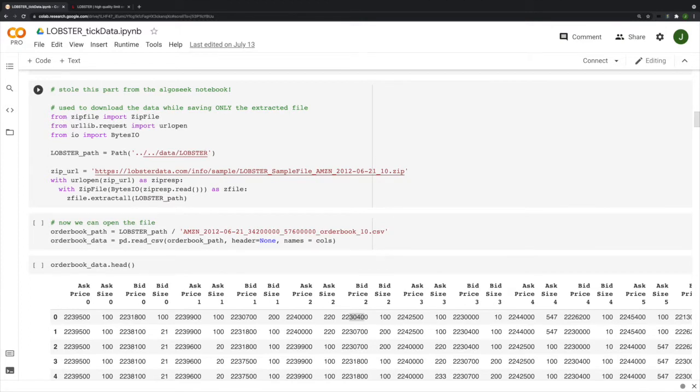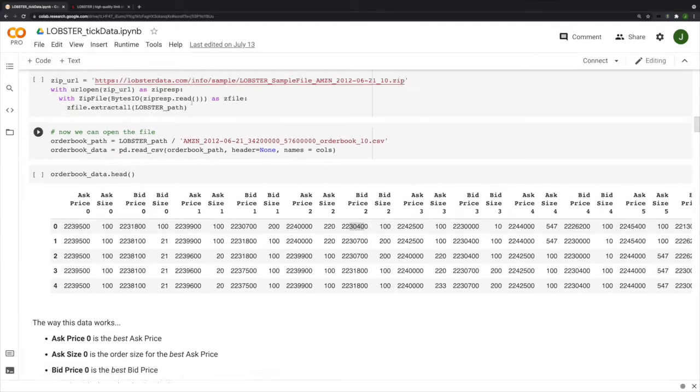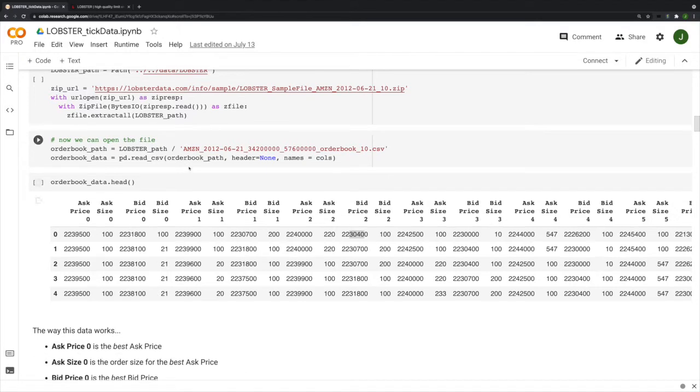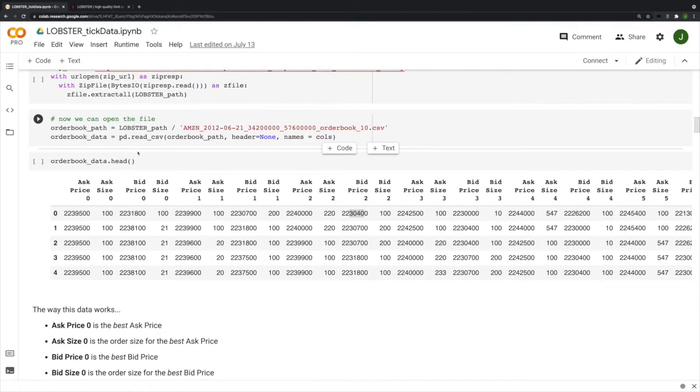It's pretty simple too. We're using zipfile and urllib and io. Not too bad. Hopefully you guys can read what's going on in this, because this little snippet has been used a lot. I've used that snippet a lot lately. All right, so that downloads and extracts the file, and now we can open it. I chose to open Amazon on June 21st, 2012. And that's the order book that I'm opening. It's a CSV file. I'm reading it in, and this is what it looks like.